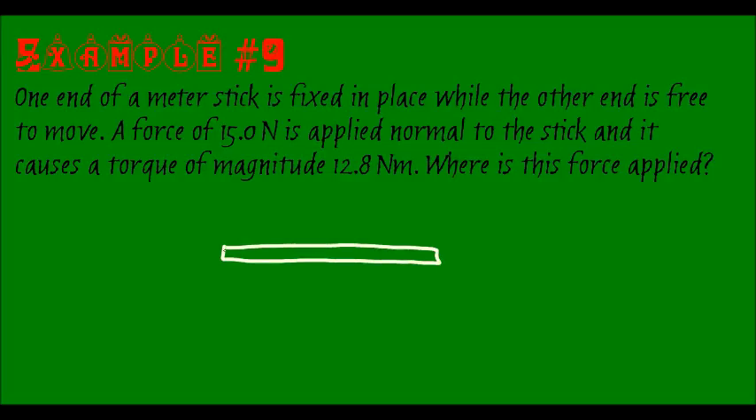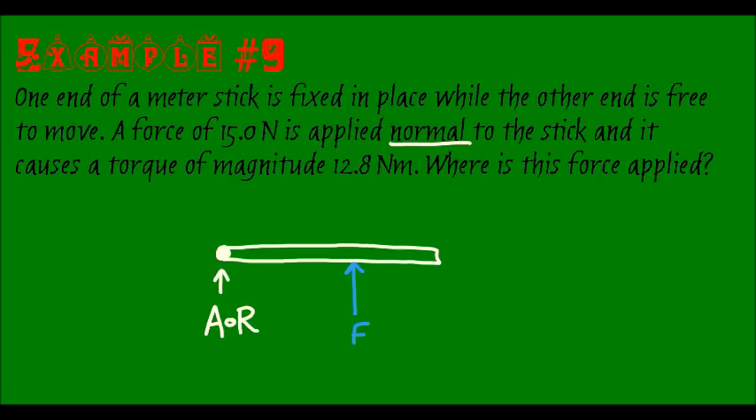Here's my meter stick, and it says one end is fixed. In other words, that end can't move, which makes it our axis of rotation. It tells me that we have a 15 Newton force applied normal to the stick. We have seen this term in physics before, with the normal force. Normal in physics always means perpendicular to. So our force is perpendicular to the stick, which means it's either pointed upward or downward. We don't know which, and it really doesn't matter here because we're only looking at magnitudes. And we also don't know where that force is located, so I chose a random location here.